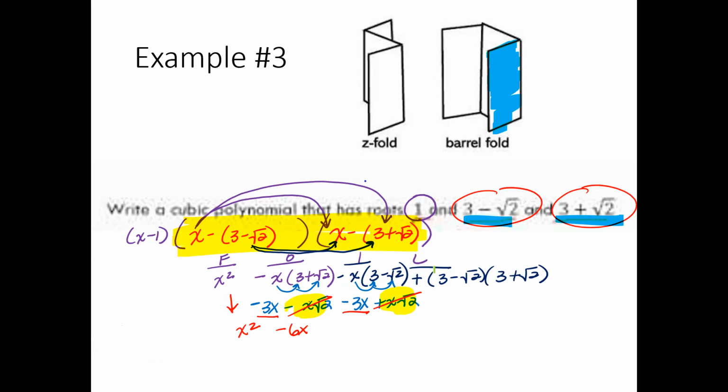Unfortunately, I have one more FOIL. I'm sorry. It's this one right here. At this point, we've done FOIL so many times, so let's just do it. Okay, so 3 times 3 is a 9. Your outside and inside are going to cancel, so you don't even need to worry about that. You just need to worry about the last part. So negative square root of 2 times positive square root of 2 is a negative 2. So 9 minus 2 is going to give you a 7. Don't forget your x minus 1, which is right here.